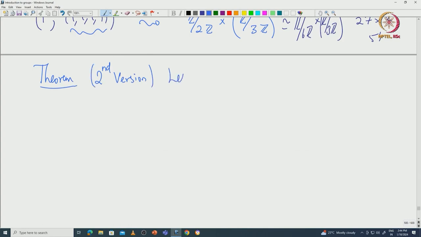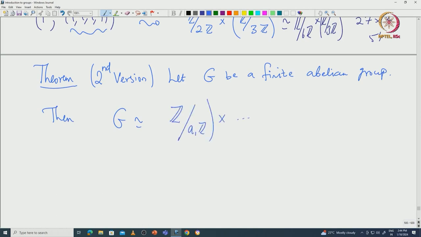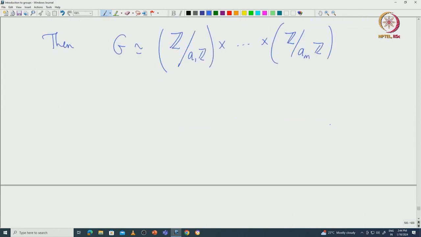What it says, as before, let G be a finite abelian group. Then you can prove that G is isomorphic to Z modulo A1 Z cross etc. cross Z modulo AM Z, with the property that AM divides AM minus 1, AM minus 1 divides AM minus 2, and so on, A2 divides A1. With this condition, you have these AIs.